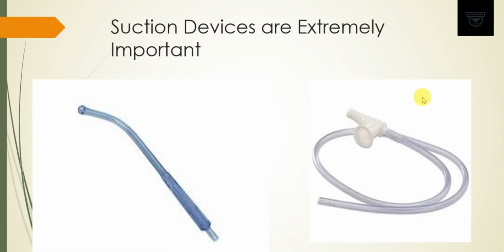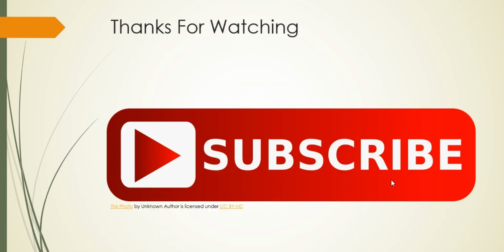Another extremely important device is suction devices. Why? You don't want the patient to aspirate and then have an aspiration pneumonia. You don't want the patient to have bronchospasms. So secretions can cause bronchospasms, can cause problems with the airway. So you should always have suction devices. You can utilize a Yankauer, and you can also utilize a suction catheter. This can be used in the ET tube, and this will be used orally to suction the patient's secretions.